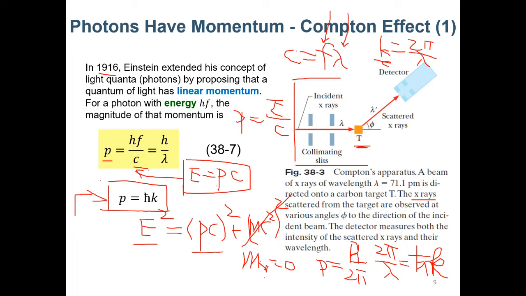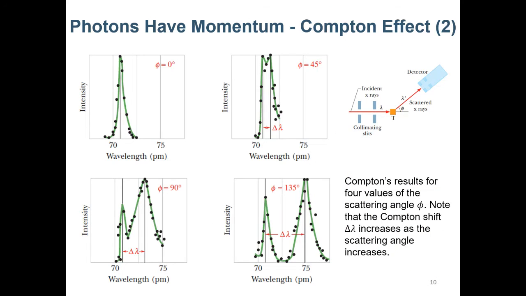And the phenomenon is that when the X-ray collides with this object, then it will scatter at different angles. And we find that if the scatter angle phi here is 0, then you can see one peak. If phi is 45 degrees, you can start to find two peaks. And if the scatter angle goes to 90 degrees, the two peaks spread wider.